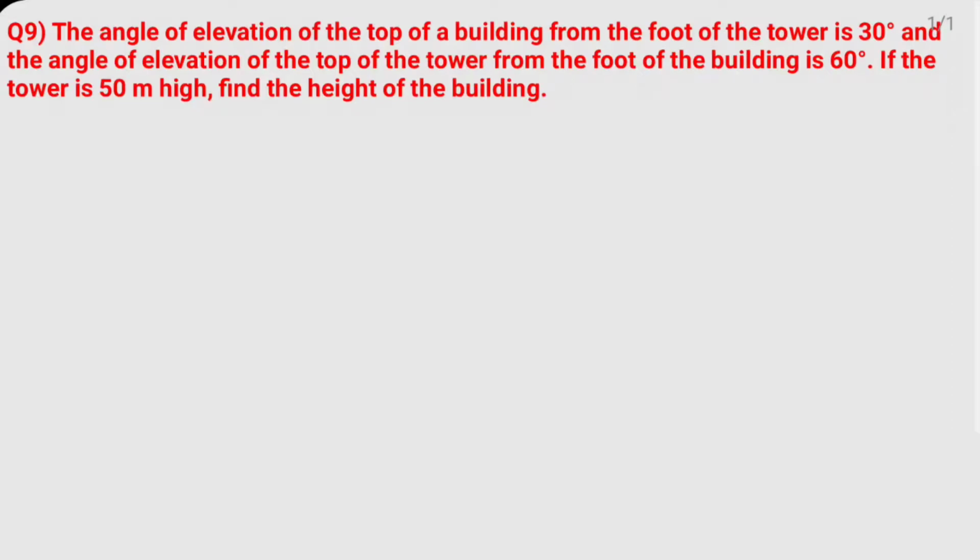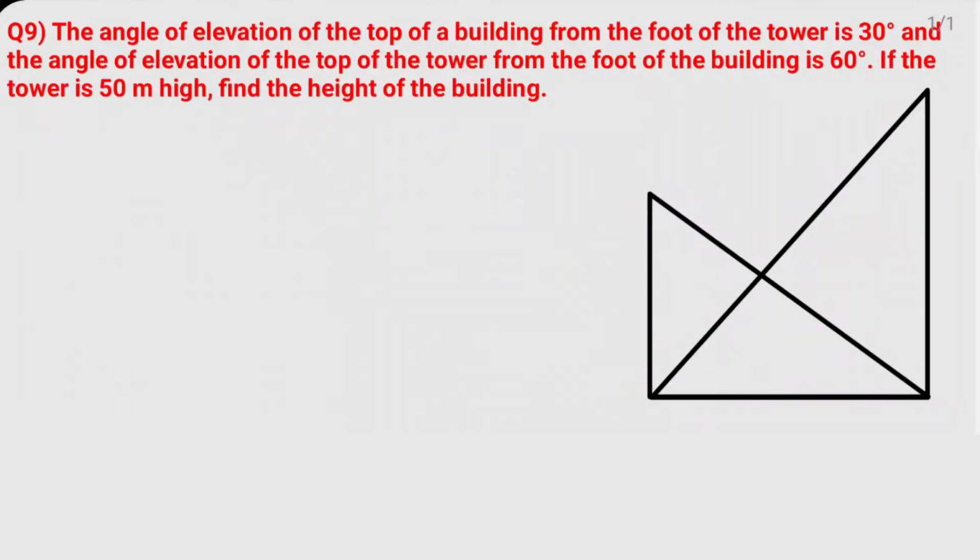Let me draw the figure. So look at the figure. AB is the building and CD is the tower with the height 50 meters, and they also gave that the angle of elevation of the top of the building from the foot of the tower is 30 degrees. So here the top of the building is A and the foot of the tower is D. So this angle is 30 degrees.